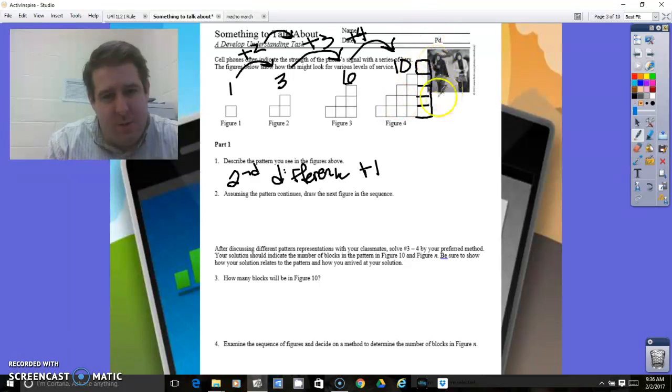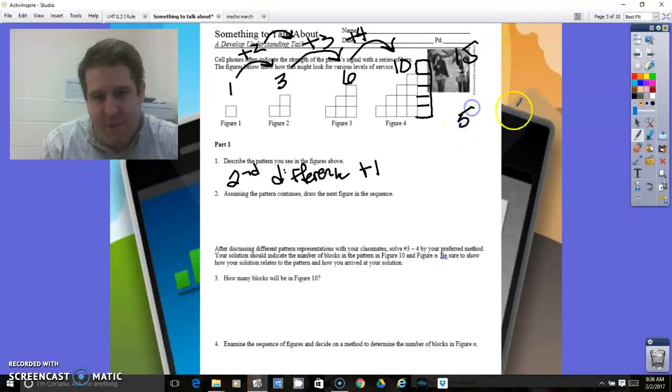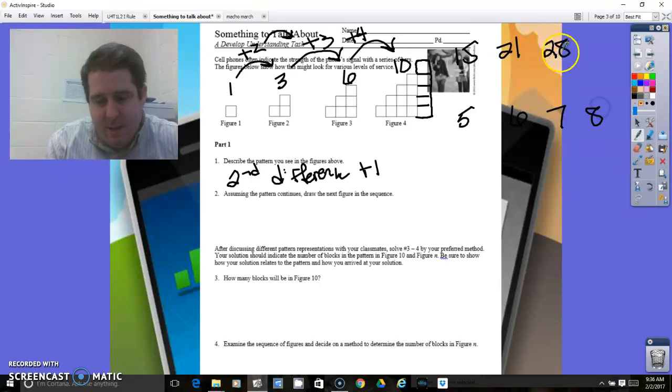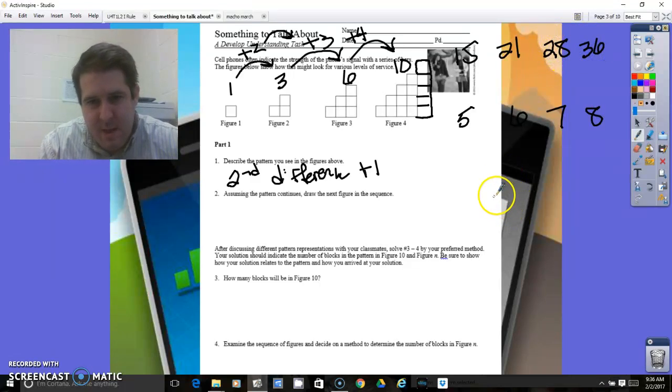How many blocks would be in figure 10? Well, the next one's going to have 15. And that's figure 5. Figure 6 is going to have 21. Figure 7 is going to have, let's see, that's plus 6, that's plus 7, makes 28. Figure 8 is going to be plus 8 from that, which makes 36. Figure 9 is going to be plus 9 from that, which is 45. And the 10th one's going to be 55.